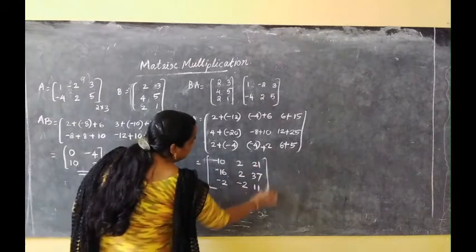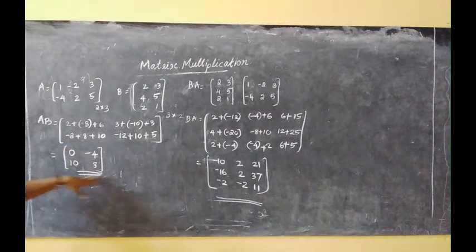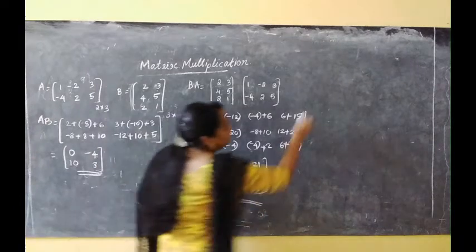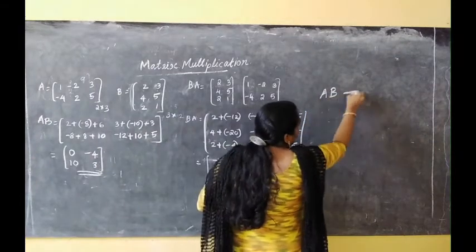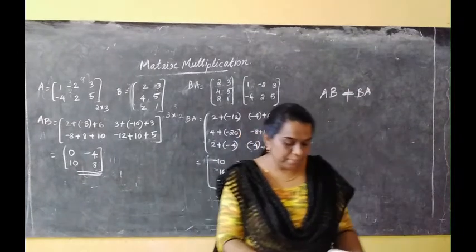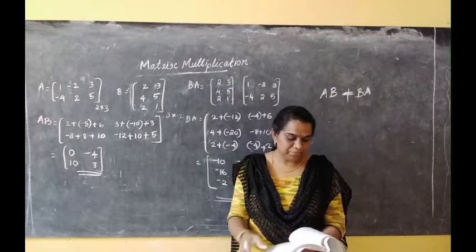Then 11. Are they the same? AB we get a 2 by 2 matrix. BA we get a 3 by 3 matrix. Are they the same? So we can say that AB is not equal to BA. Matrix multiplication is not commutative. Okay?